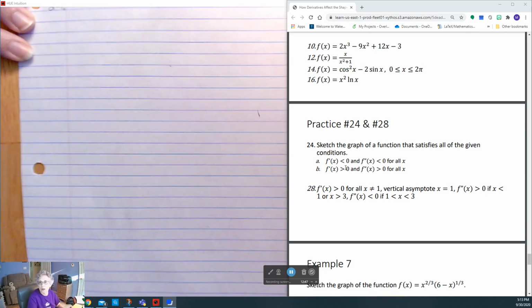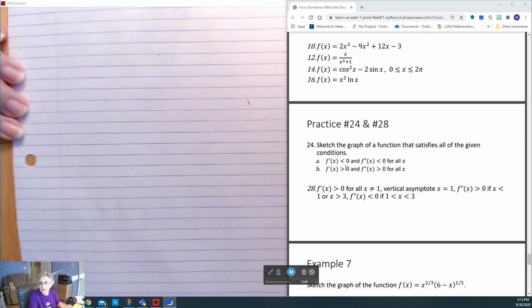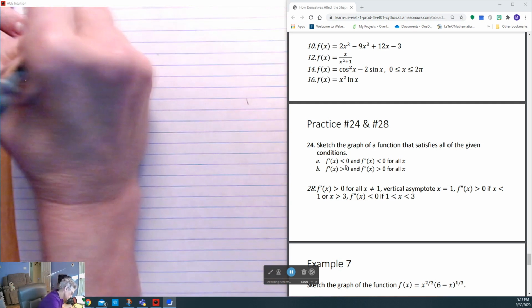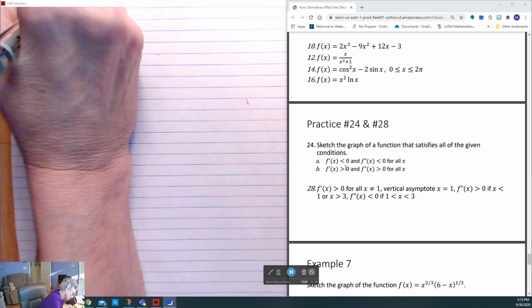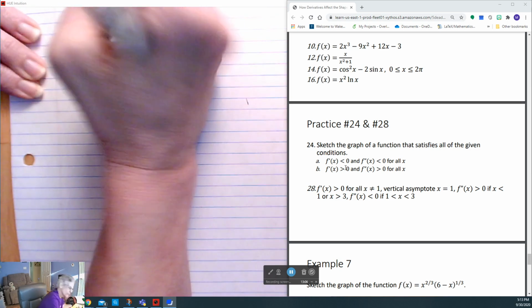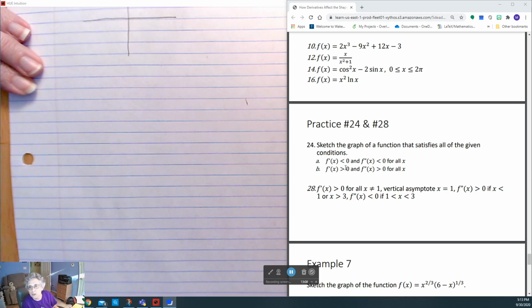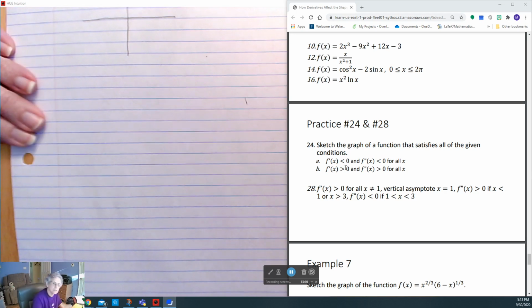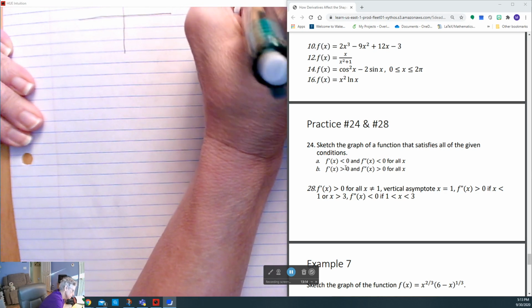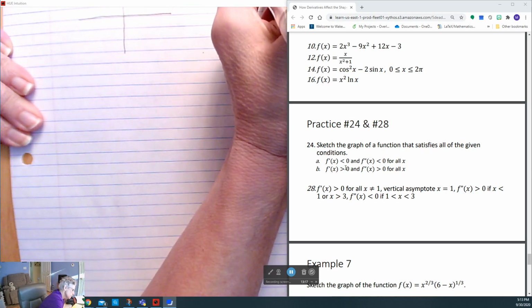Number 24, I want to sketch a graph that has the first derivative less than 0 and the second derivative less than 0 for all x. So, first derivative is less than 0. Means it's always decreasing.